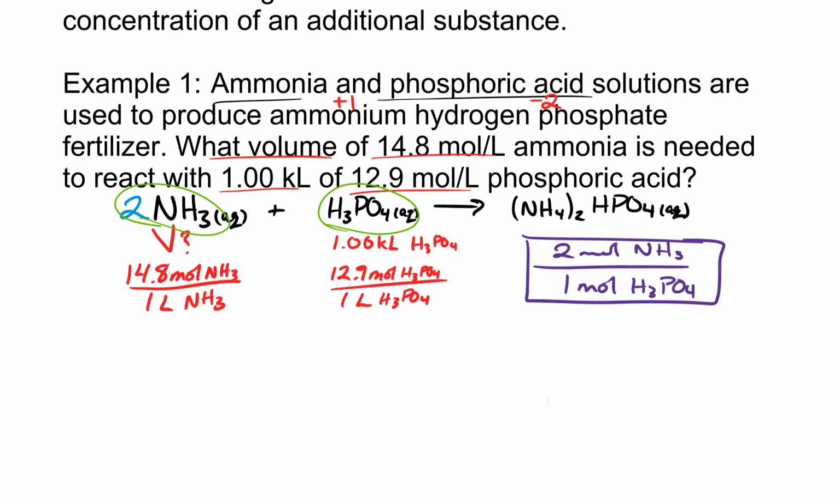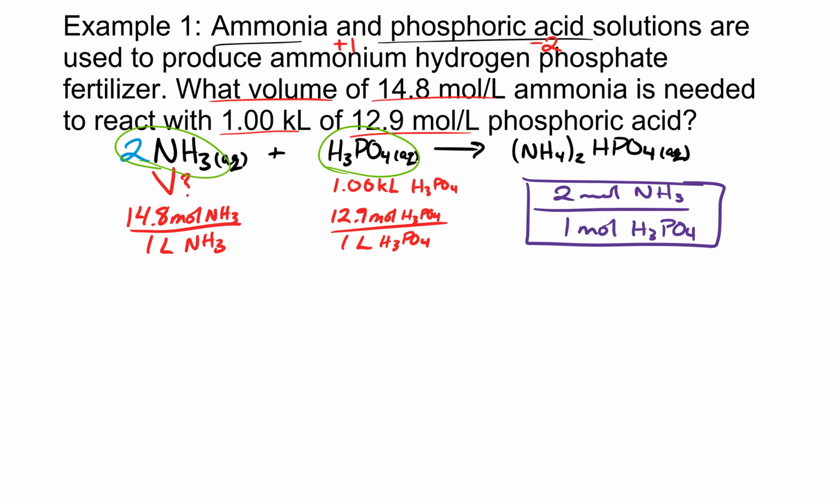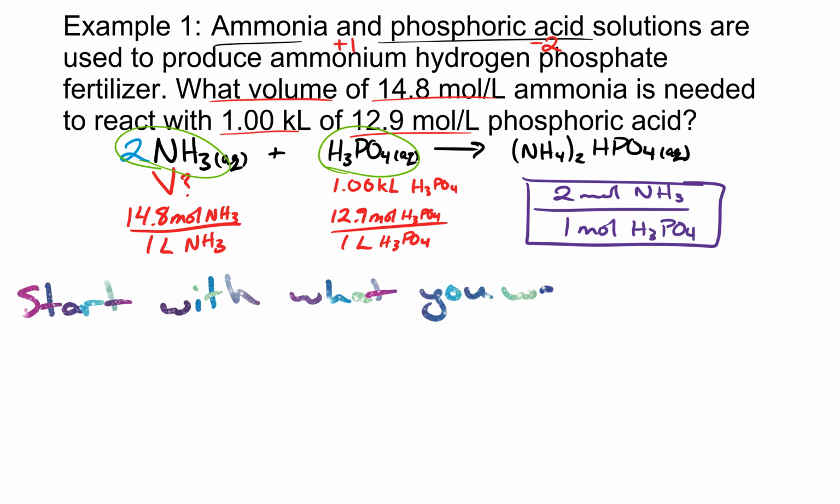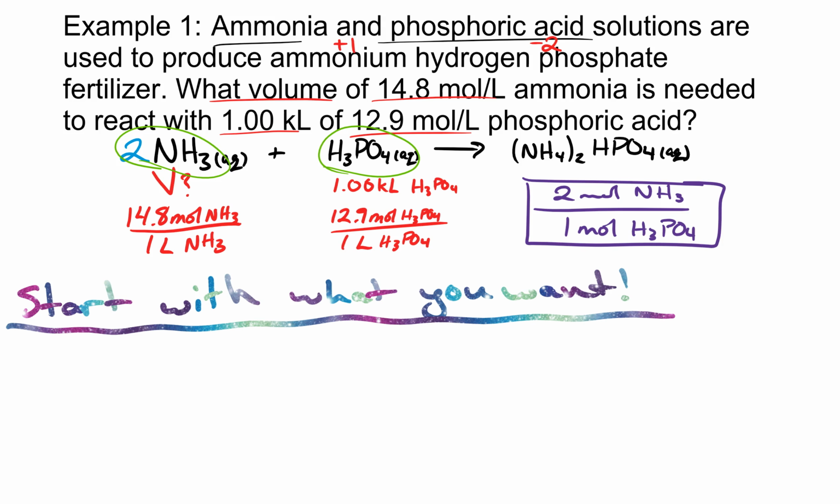We have all of the tools that we need in order to be able to do this problem. Now, what do we always start with? We always start with what you want. Perfect. Let's start with what you want. We want volume of ammonia. Volume in liters of ammonia. What's the only thing that has liters of ammonia in it? Well, it's our concentration, but it's in the wrong side of our fraction. That's in the denominator, and we want it in the numerator, so we will just flip it.